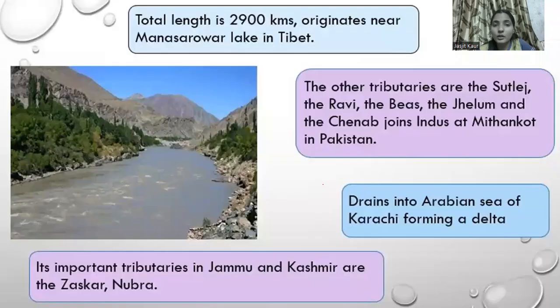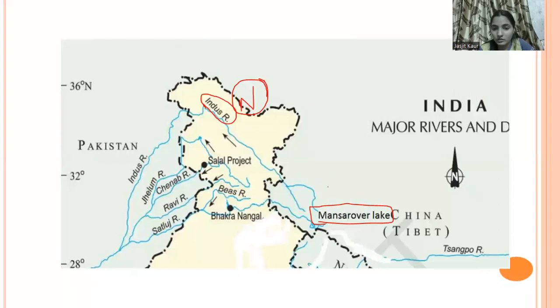So now we will talk about the Indus River system, the features of the Indus River. The total length of the Indus River is 2900 kilometers, and it originates near the Mansarovar Lake in Tibet. So here is the Mansarovar Lake in Tibet. From here the Indus River originates, going like this. You can see that the river originates here and flows in this direction.